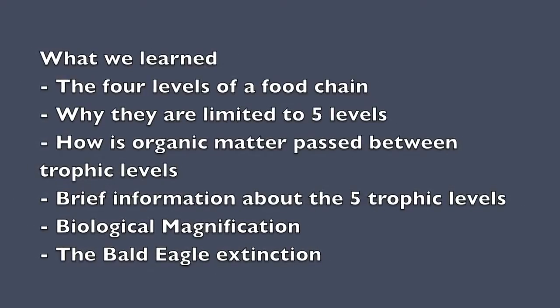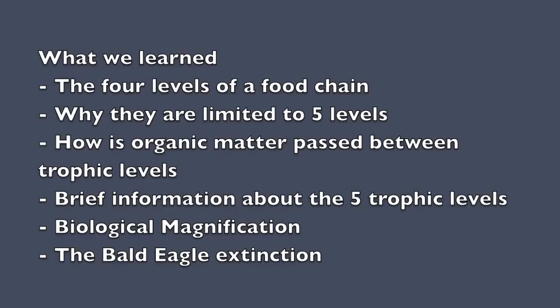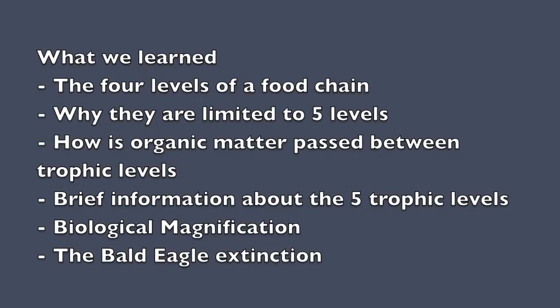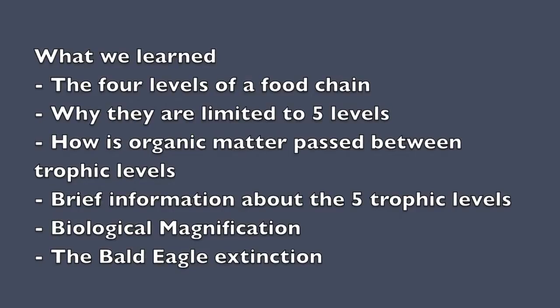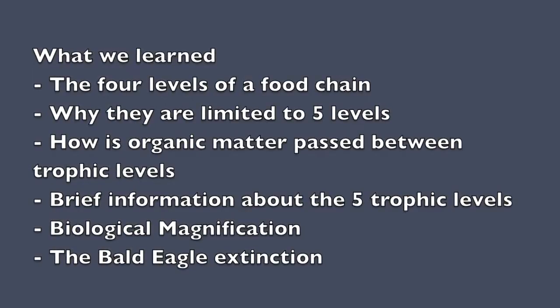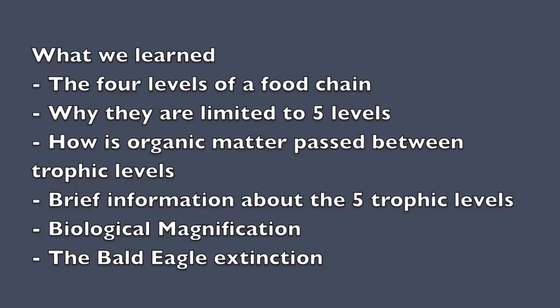In this video, we covered the 4 levels of a food chain and why they are limited to 5 levels. We also talked about how organic matter is passed between trophic levels, and we covered briefly each of the 5 trophic levels. We also introduced biological magnification and how it almost caused the bald eagle's extinction.